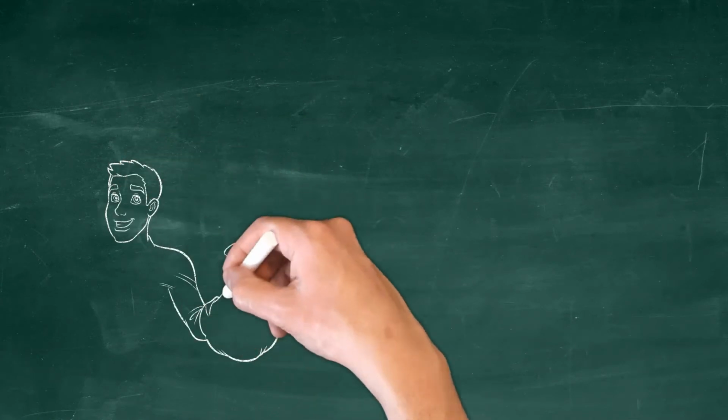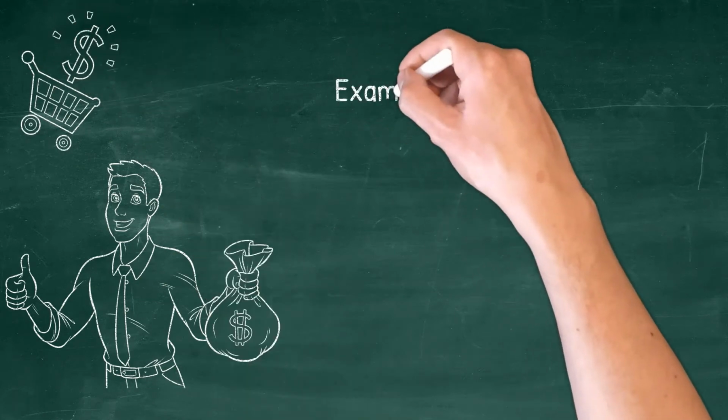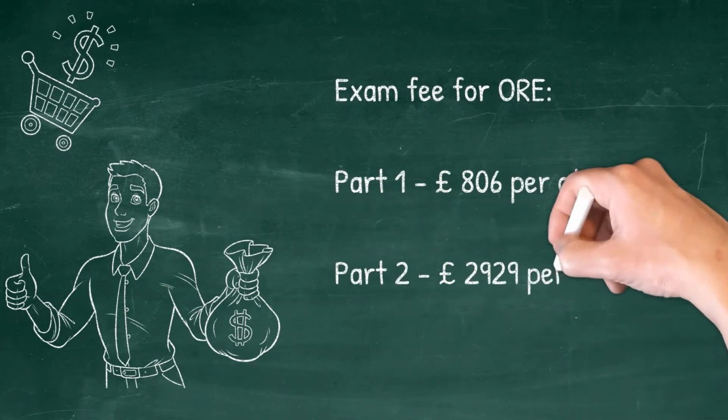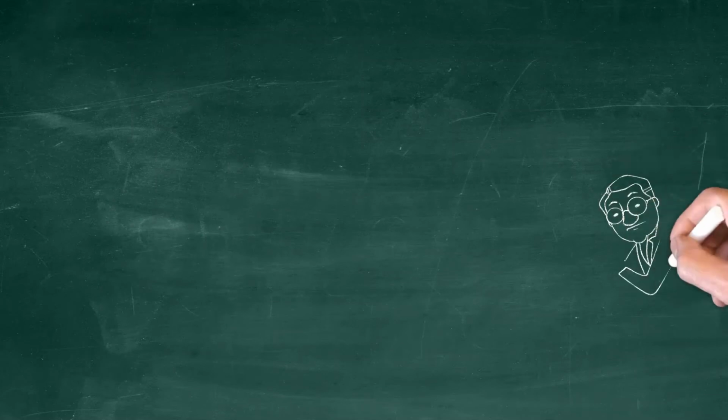Then, coming to the examination fee, the examination fee for part 1 is £806 per attempt, and for part 2 it is £2,929 per attempt. A bit more detail about the components of the exam.